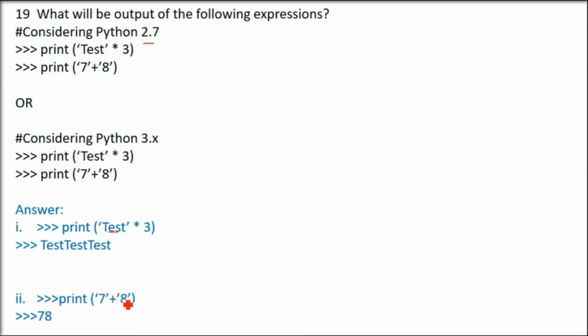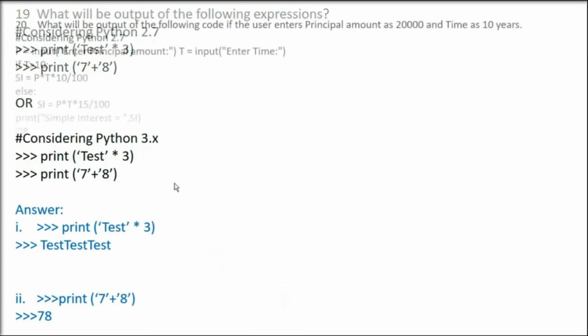Print 7 plus 8. Now 7 is a character; single quotes mean it's a character. You are not adding it as a number. If you add 7 plus 8 as numbers, it should come as 15. But we are not adding it, we are trying to concatenate it. Concatenating the characters or strings, it will be 7, 8. It is not 78 either. Neither will it give 15, nor 70. It's 7, 8 as characters.